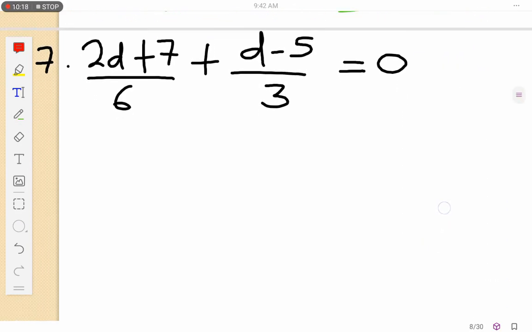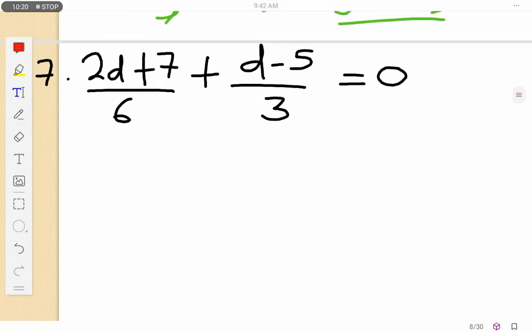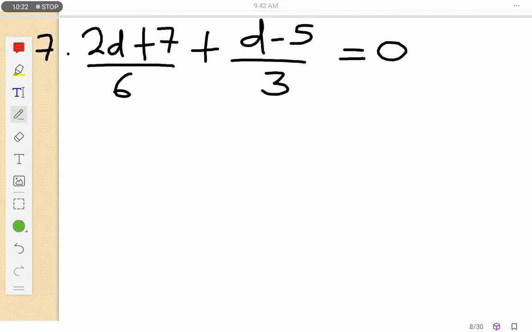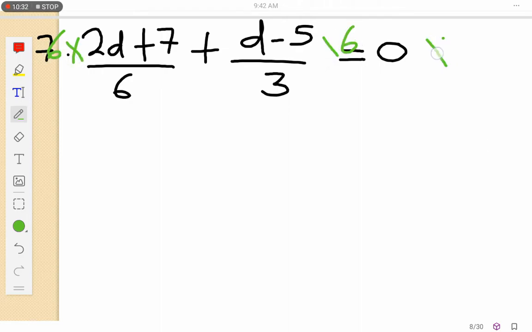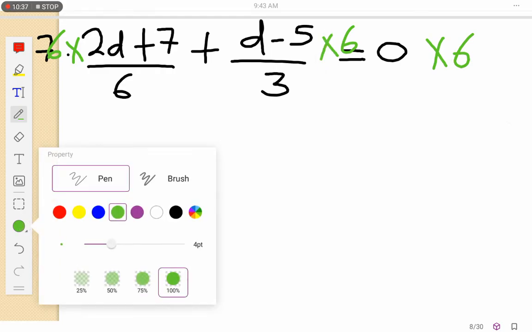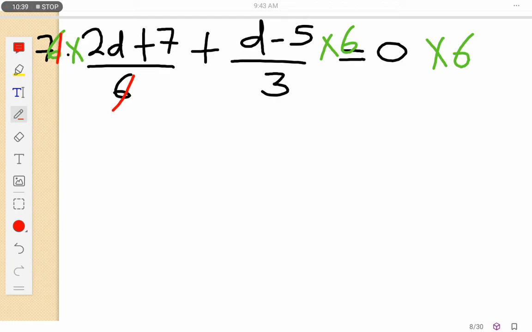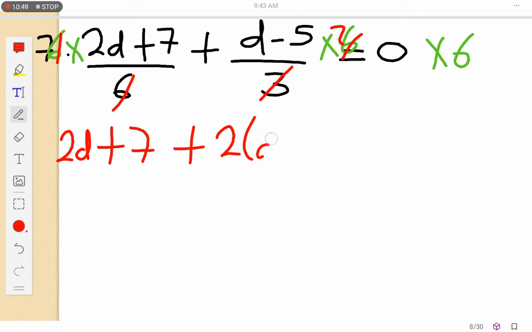Let's have another example. Okay, this one, our lowest common multiple is equal to 6. The number that 6 and 3 can go into is 6. So we can multiply by 6 here, by 6 here, by 6 here. Okay, so when we do that, we can divide now. 6 into 6, that one, we get 1. So we have 2d plus 7, plus 3 into 6, 2, so we have 2 times d minus 5 then, is equal to 0.